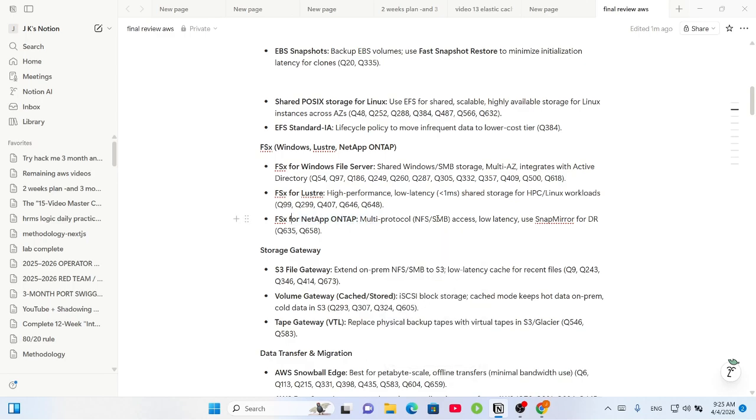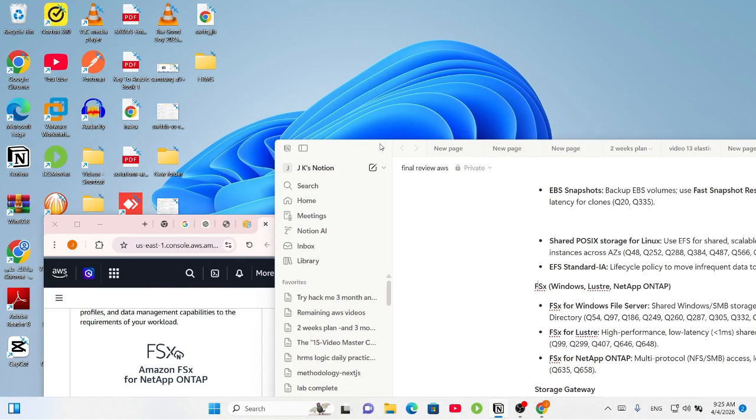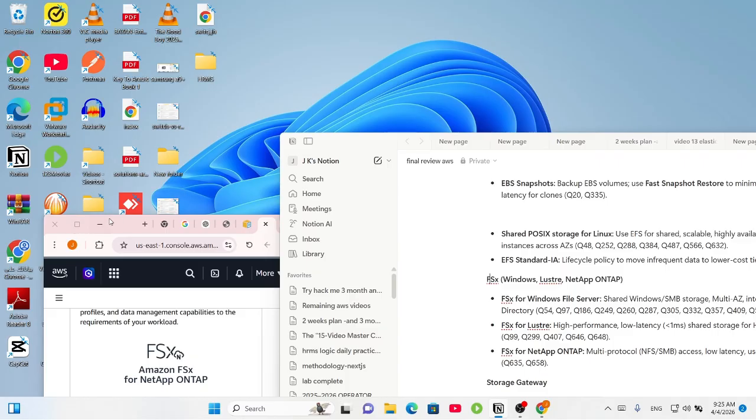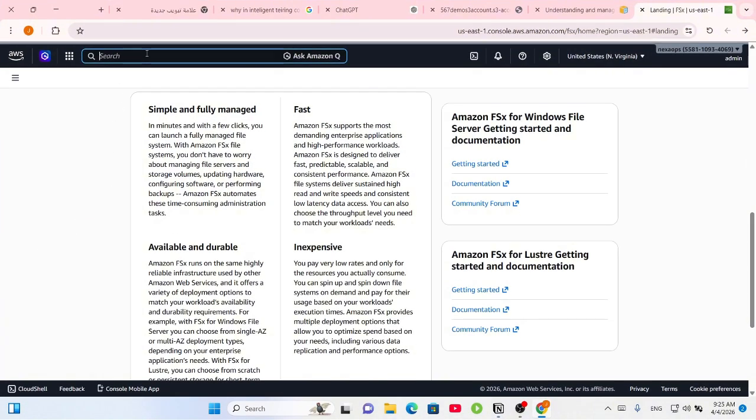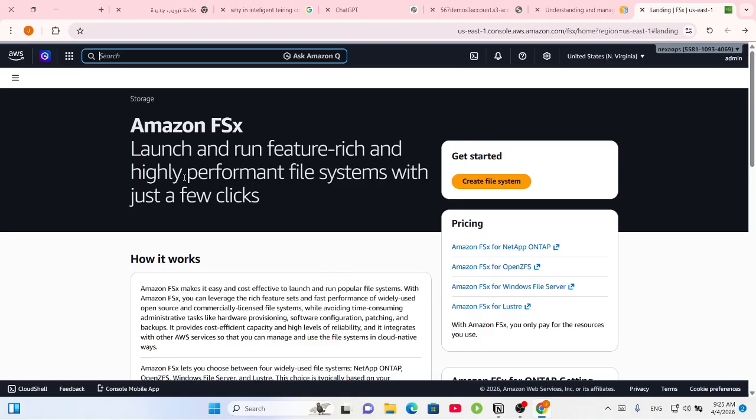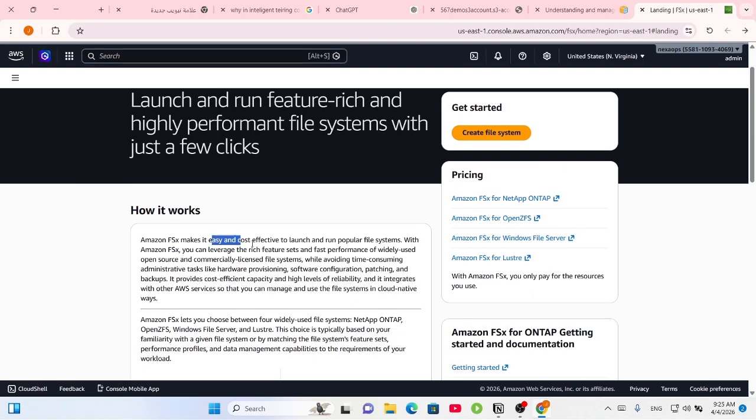It has multiple protocols. Also, you see NFS is for Linux, SMB with Windows access, low latency, and so on. Just keep in mind this one. We haven't talked about this, but keep it. Now we just finished it, so you can find it here. Actually, you can just type FSx here, and this is FSx. You can make it easy.